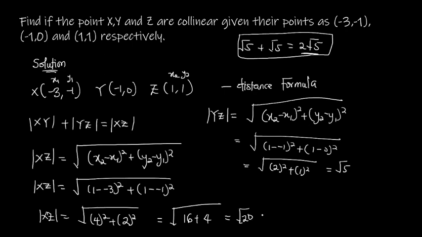Okay, and root 20, you can solve it as 4 multiplied by 5. Then the root of 4 is 2, so you bring that outside, so it becomes 2 root 5. So this is our answer. Because the distance xz is 2 root 5, and the distance xy plus the distance yz is root 5 plus root 5, which you add to get 2 root 5, it therefore concludes that the points x, y, and z are collinear.